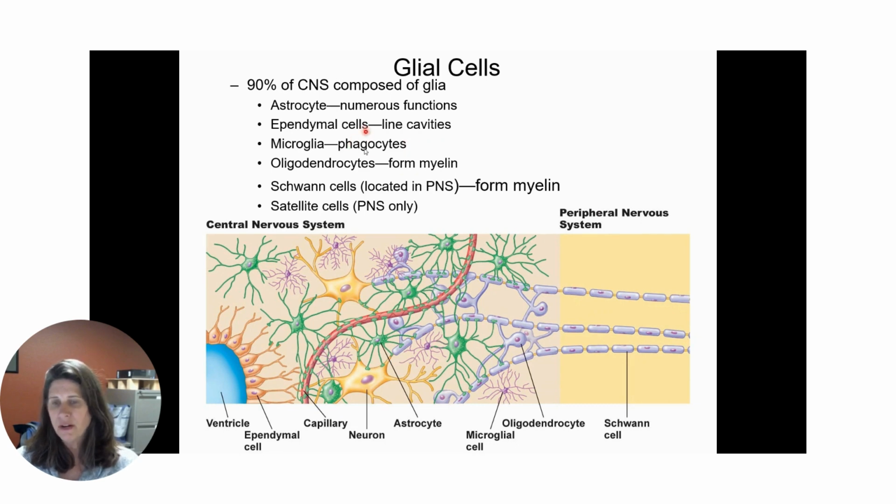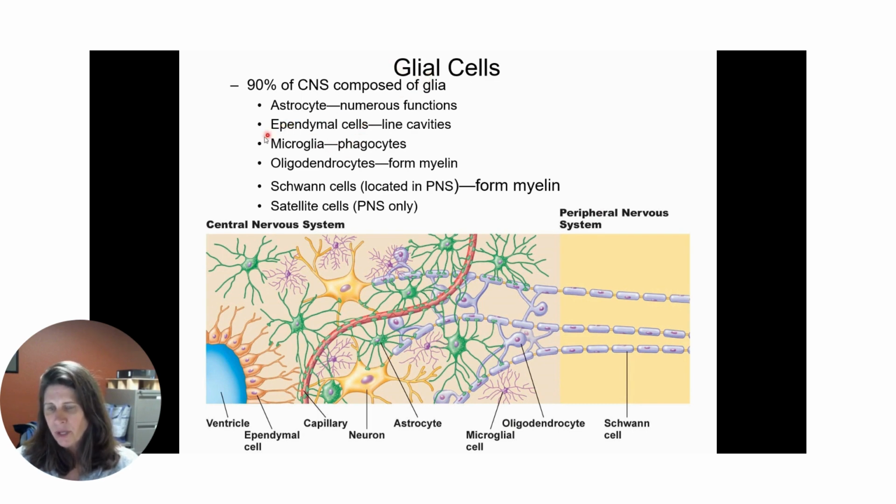I'll just go over very briefly. The glial cells that are only found in the CNS are astrocytes, ependymal cells, microglia, and oligodendrocytes. So again, these are found in the CNS of our nerve tissue. These are also sometimes referred to as neuroglia instead of glial cells.